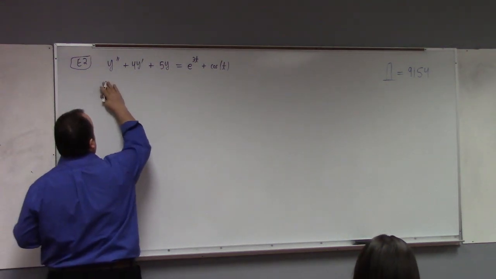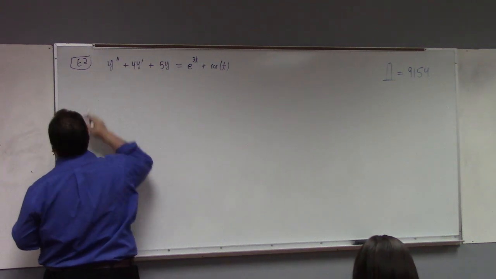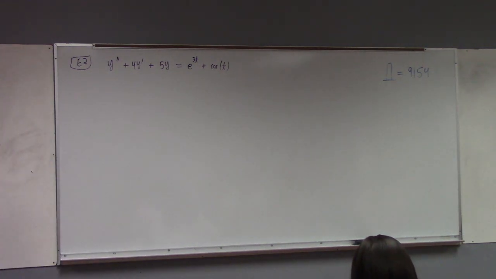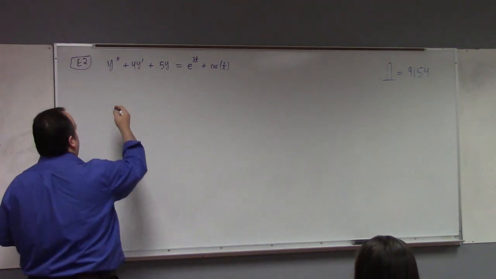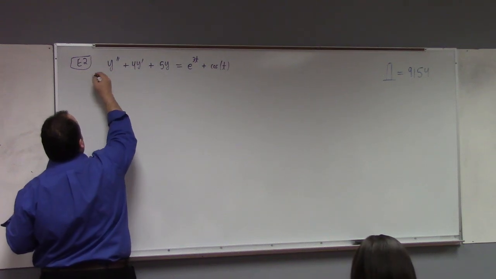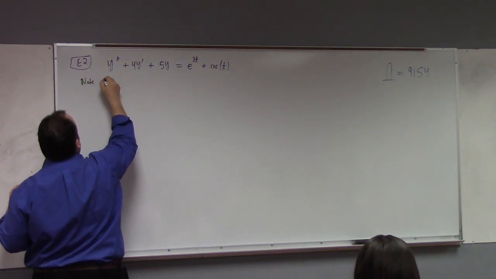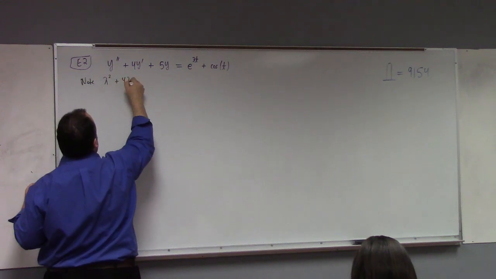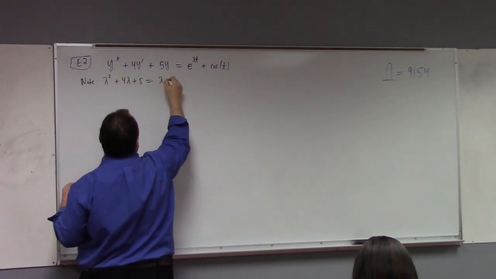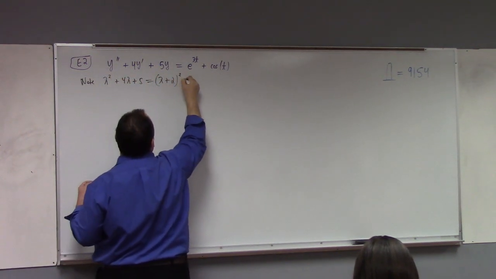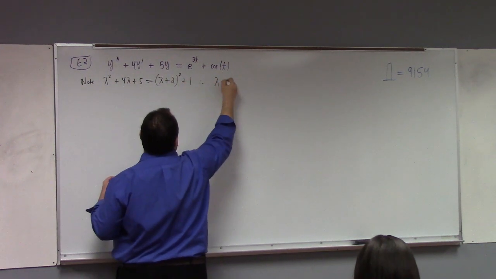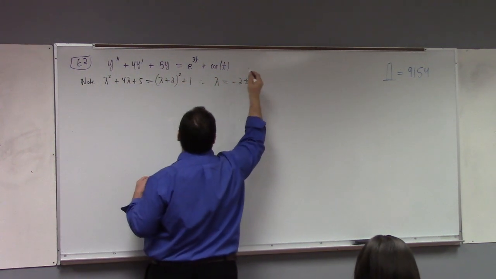So first of all, the homogeneous solution. You notice in my first example, I could have done the part in purple first, or I could have done the part in blue and red first, right? They're not interacting, so you could do either one first. As a matter of habit, it's good to do the homogeneous part first. So note, we have lambda squared plus 4 lambda plus 5, which is lambda plus 2 squared plus 1. Therefore, lambda is minus 2 plus or minus i.